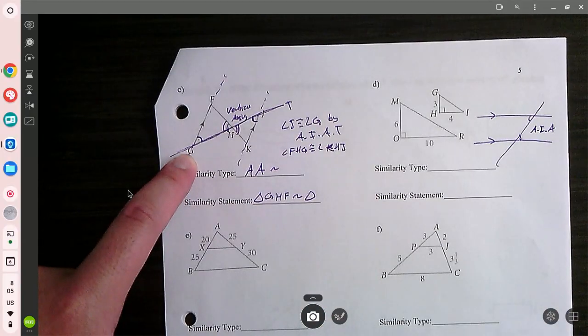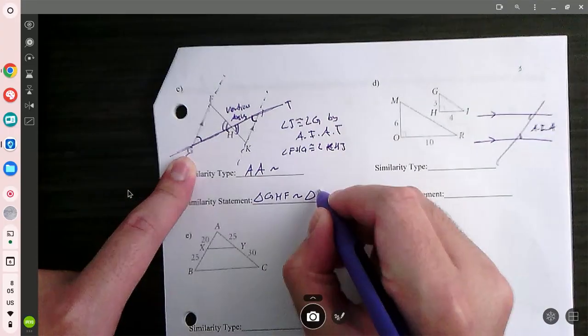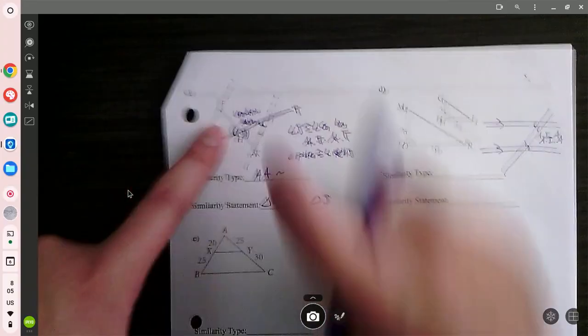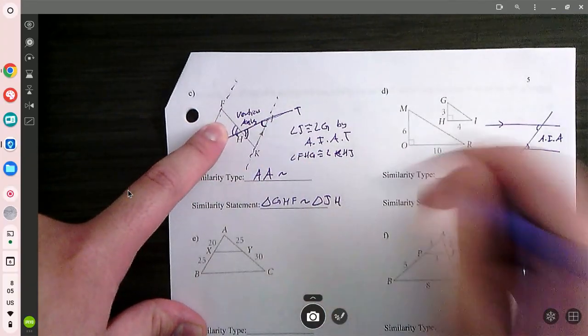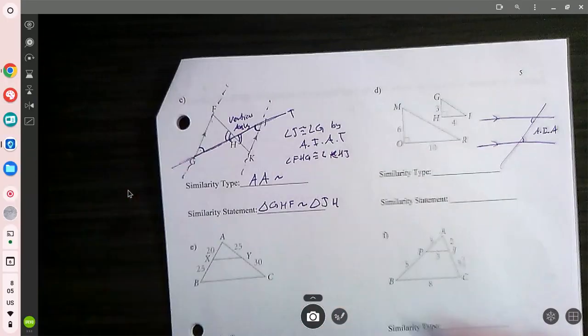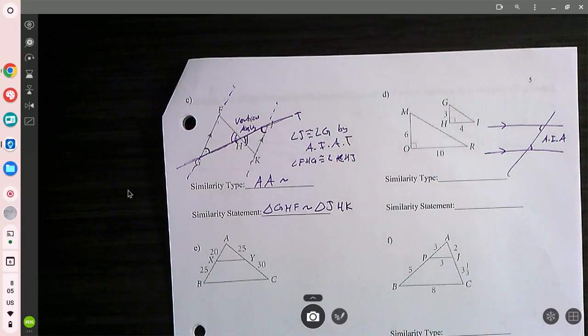Angle G was my one arc mark. My one arc mark over here was J, so my J needs to go first. H is the middle, 2 tick marks, so H needs to be my second letter. F is my last letter, which means K must be my last letter in the positions. So triangle GHF is similar to triangle JHK.